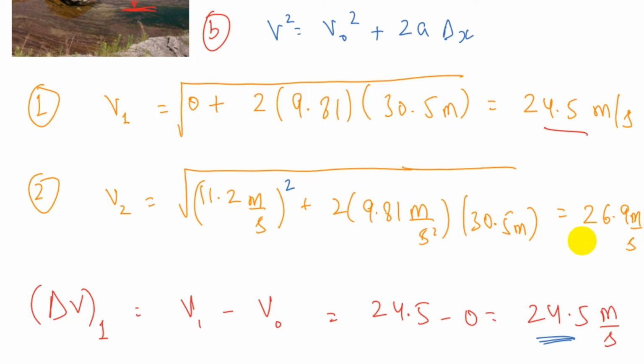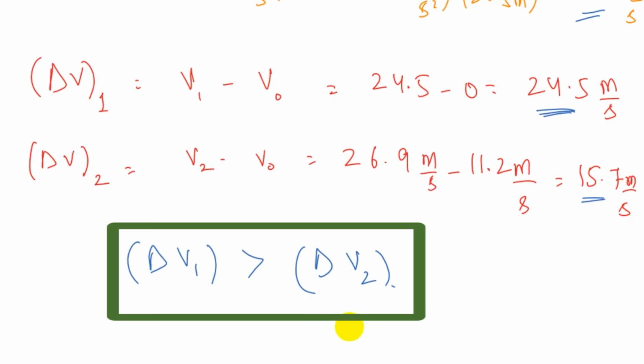Now the rest of the answer would be the same. We'll get 26.9 only, and this would remain the same.